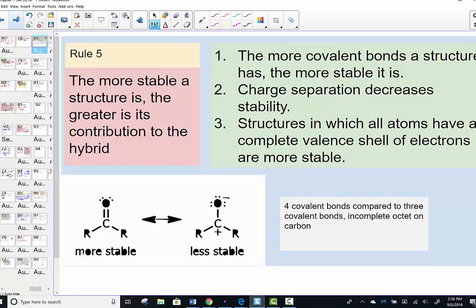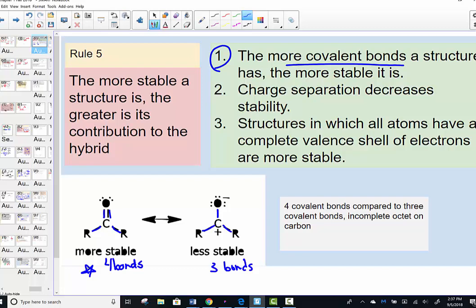The more stable a structure is, the greater its contribution to the overall hybrid structure. What are those things that make a resonance structure more stable? Well, the more covalent bonds a structure has, the more stable it is. Well, let's kind of look at that. Here's 1, 2, 3, 4 covalent bonds on this particular carbon. Here's 1, 2, 3 bonds on that central carbon. Which one is a more stable resonance structure? The one with more covalent bonds is the more stable structure.